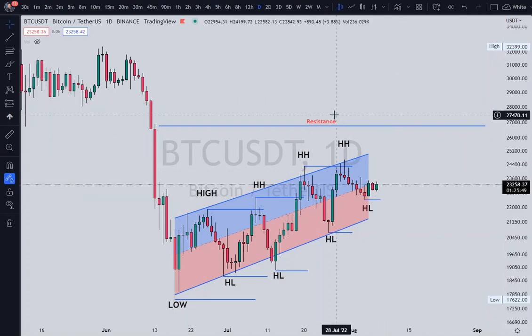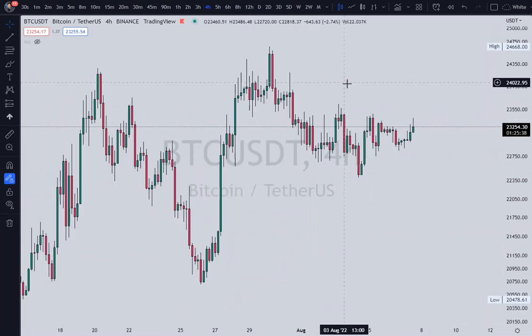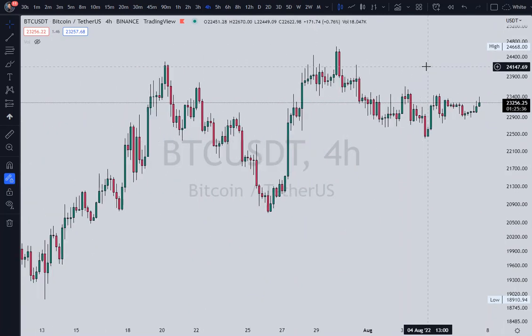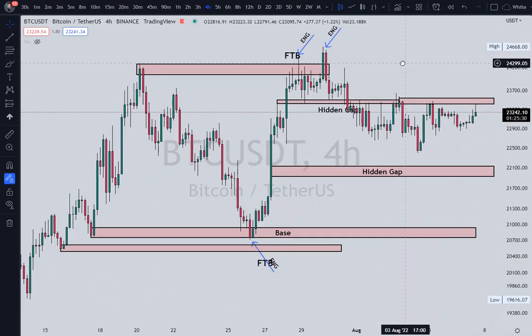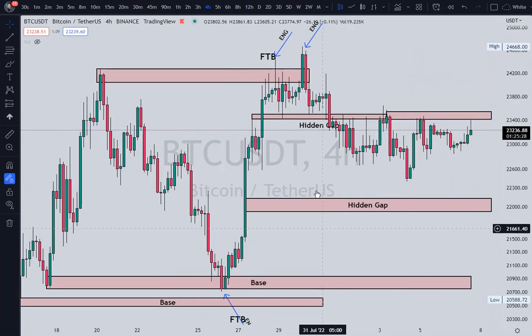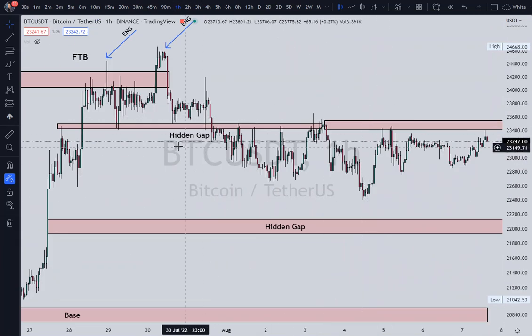Okay, so this is what I wanted to share with you in the daily time frame, but let's go to the 4-hour time frame. This is where some of you are probably interested to trade on a daily basis. So here I shared these important areas with you before, and let's go to 1 hour, then you can see a better view here. So here we had a hidden gap.